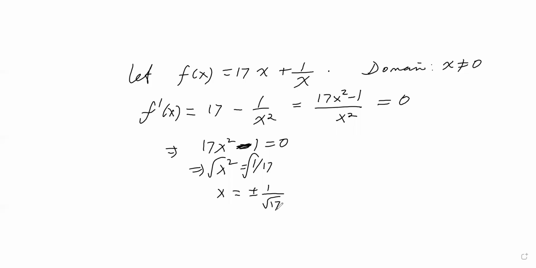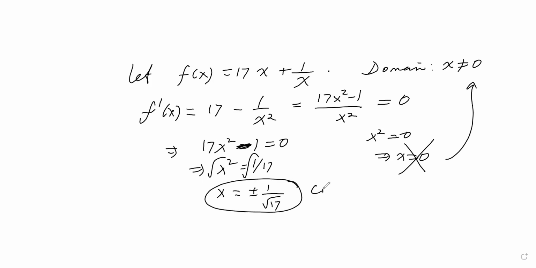And then when you set the bottom to 0, this would be x equal to 0. But this cannot be a critical number because it's taken out from the domain. So 0 is not a critical number, but these two are critical numbers. So now you can use these critical numbers and put them on the table.